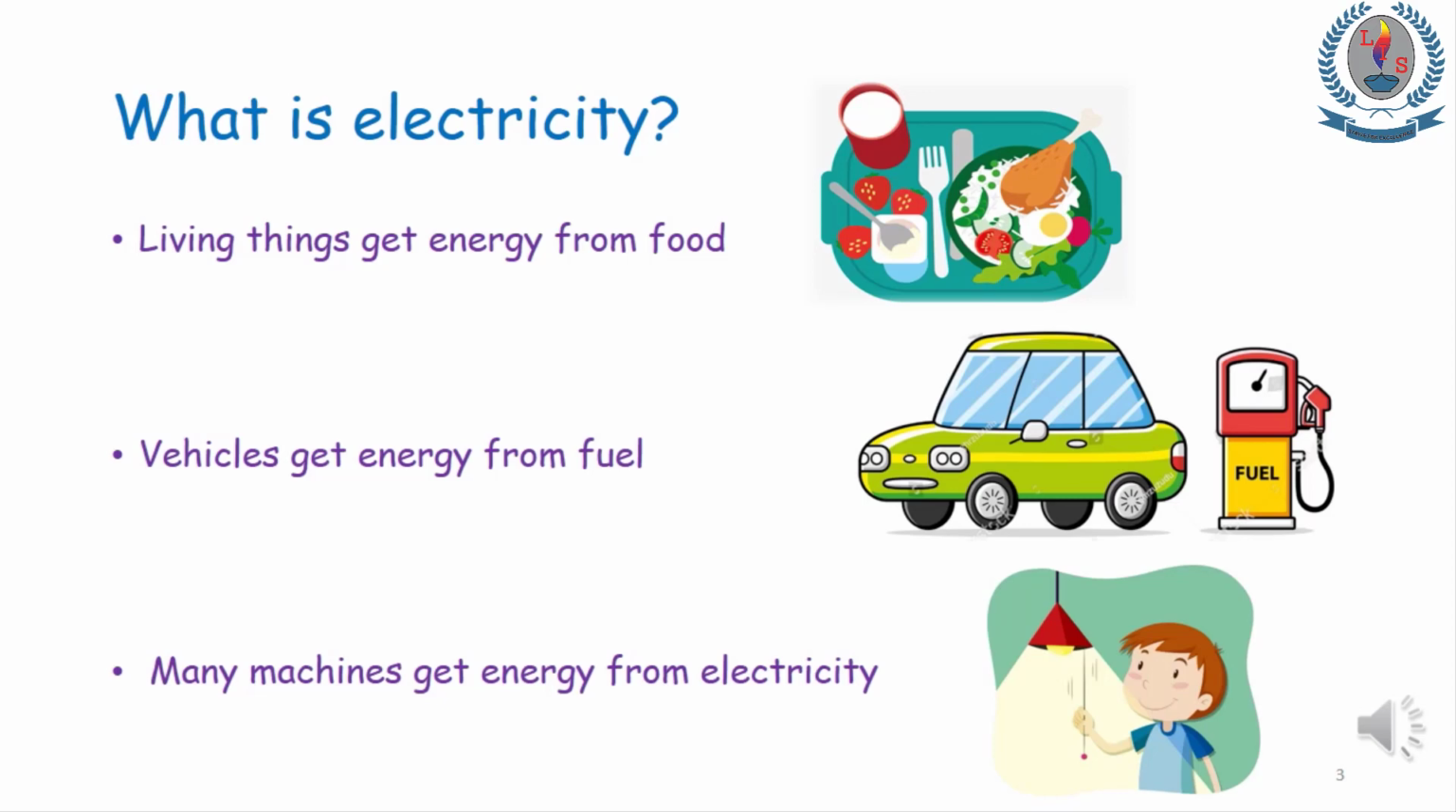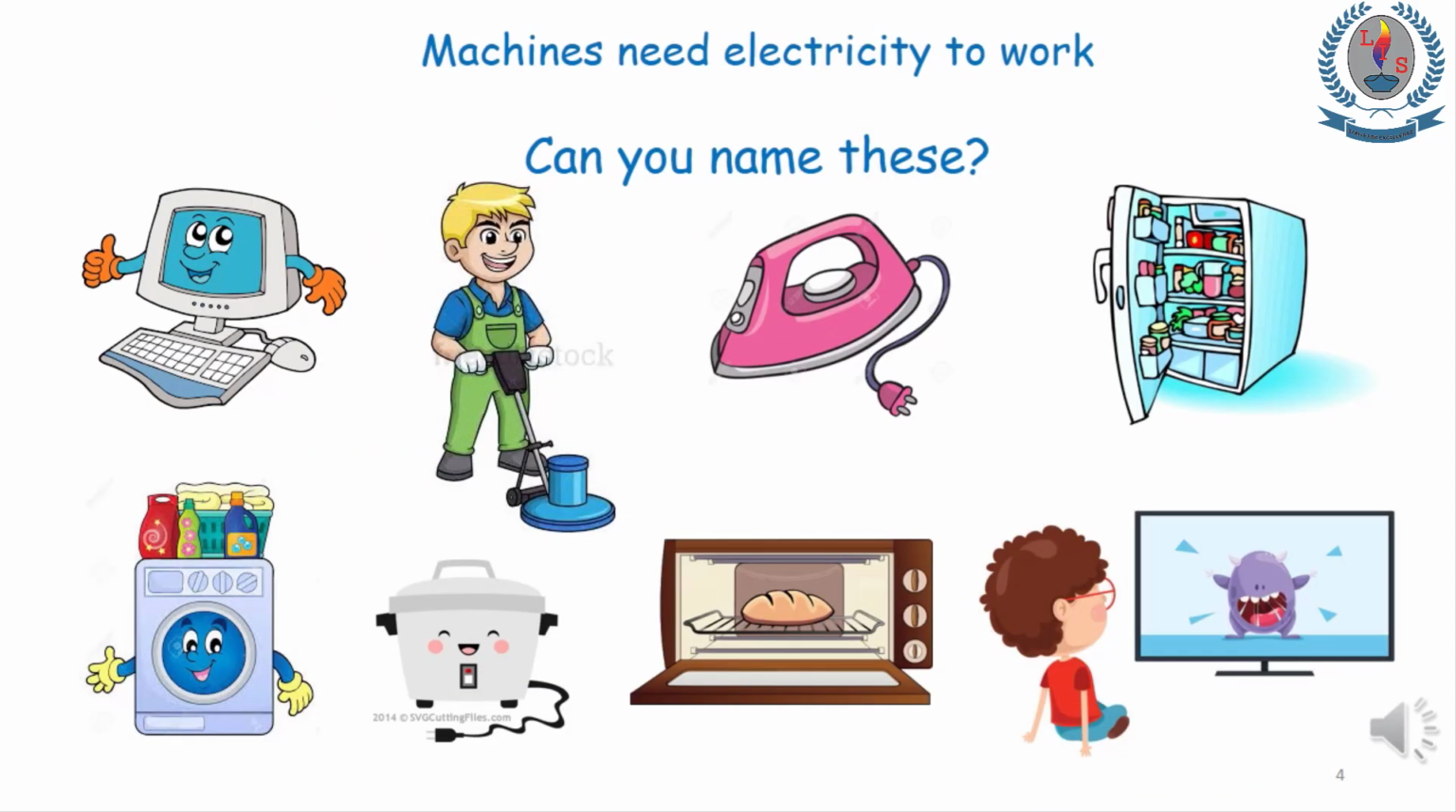So what about machines? When it gets dark, you switch on the light bulb. When you want to use the computer, you switch it on. Machines like these get energy from electricity. Look at these colorful pictures. These are different types of machines that need electricity to work. You may find many of these at home and may see your parents use them. Take a look at them and try to name them. Can you?